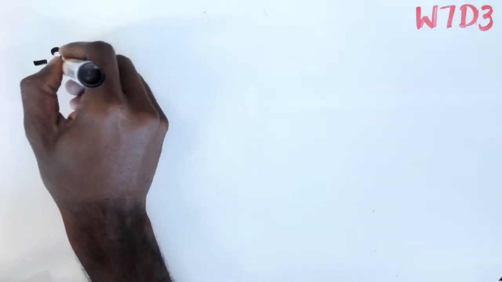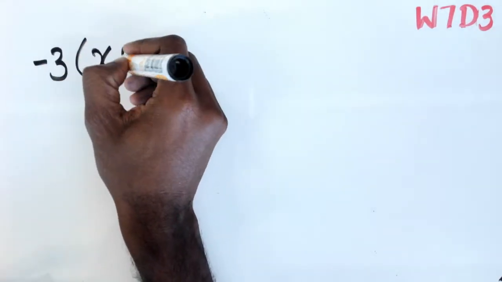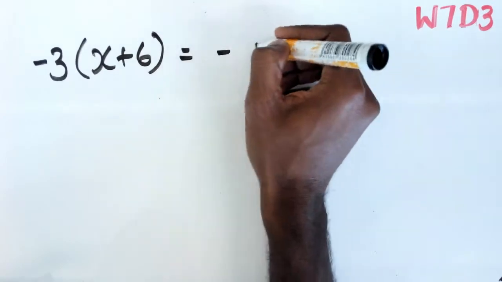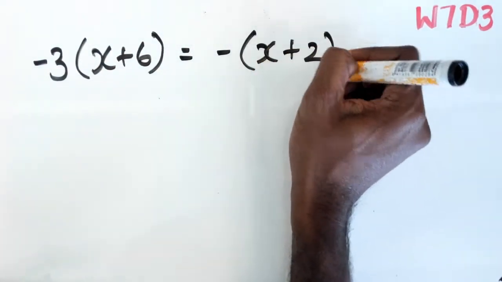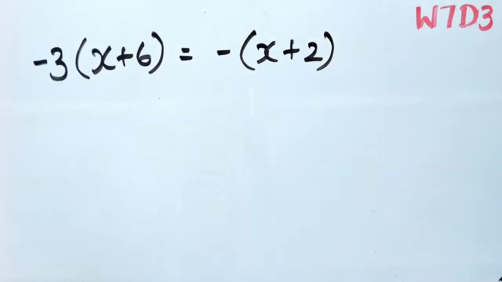So I guess with negatives, nothing really changes. I mean, let's say we've got a question that looks like this. We've got negative 3 times x plus 6 equals negative 1 times x plus 2. So nothing really changes. I mean, we still have to expand and do this whole dance again.